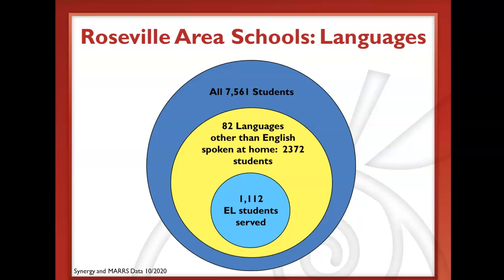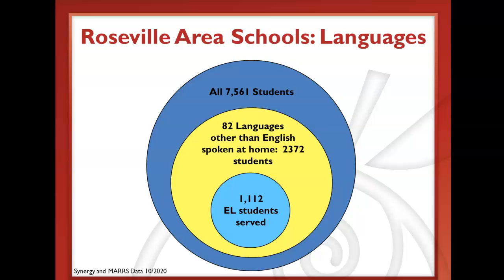This is a look at our language overall in our Roseville area schools. You can see our total number of all of our students, and then about 82 languages other than English that are spoken within the home. So about 30% of our students speak another language within the home. And then you can see that over 1,100 students that we serve for EL. Just because they speak another language in the home doesn't always mean that they need English learner services within our schools. So you can see that.